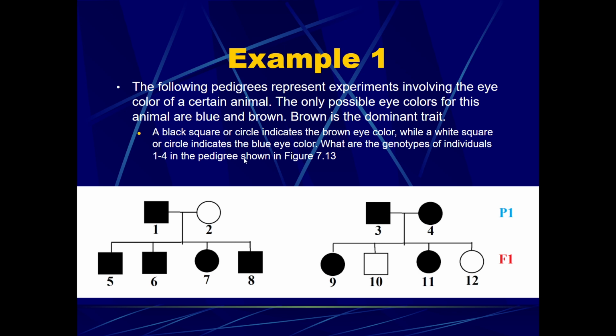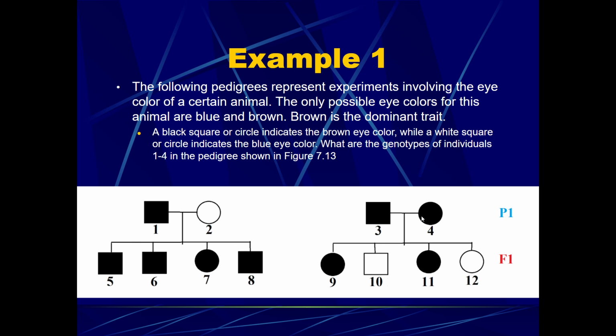All right. So we want to look for individual 1-4. We have two different pedigrees, but they're numbered together, so they're families that are related. And we want to find generation 1, individual 4, which is the shaded in circle. And we want to know what is their genotype.